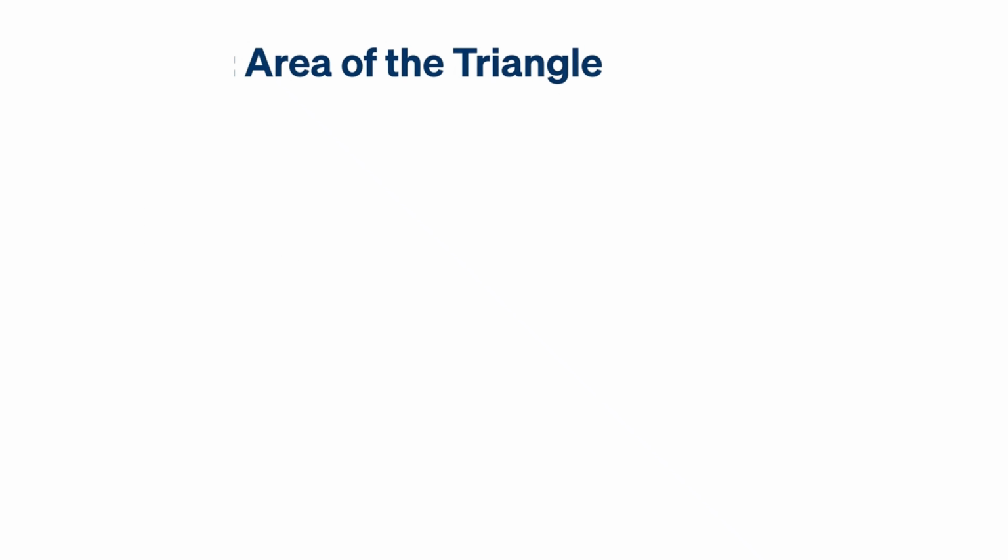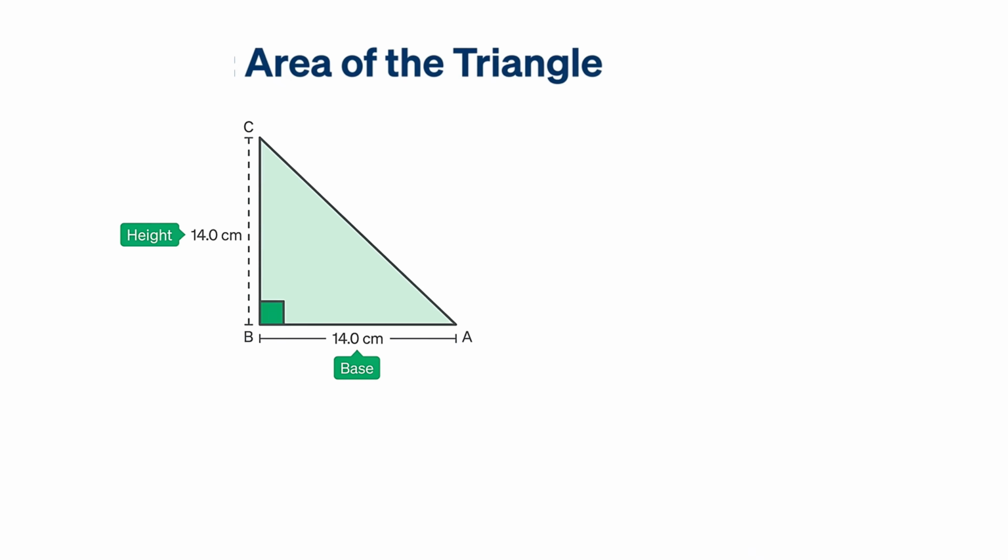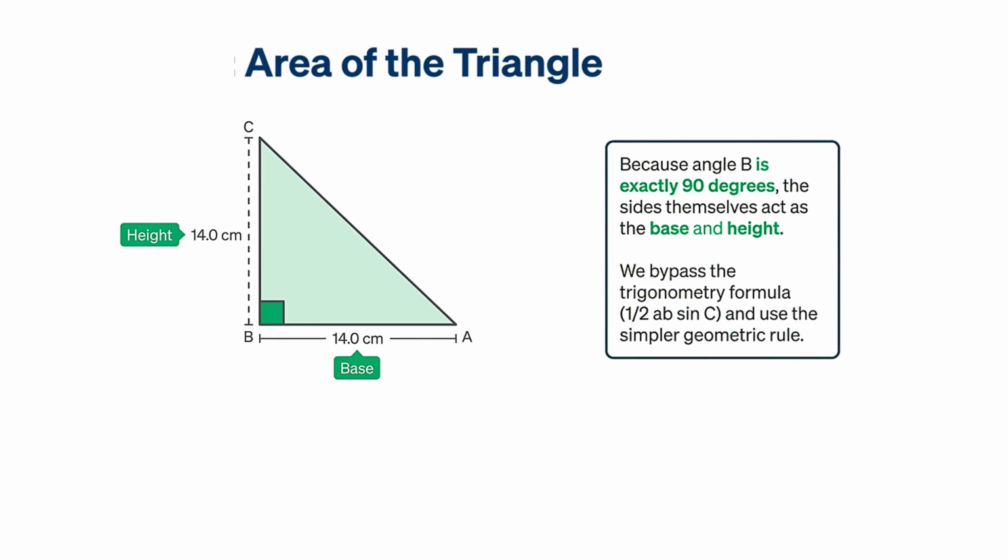First, we will calculate the area of the triangle. The area of a triangle is half AB sine of C. This is the formula from trigonometry. But here the angle is exactly 90 degrees, so we can use the half into base into height formula. Here the base is 14 and the height is 14 centimeter.